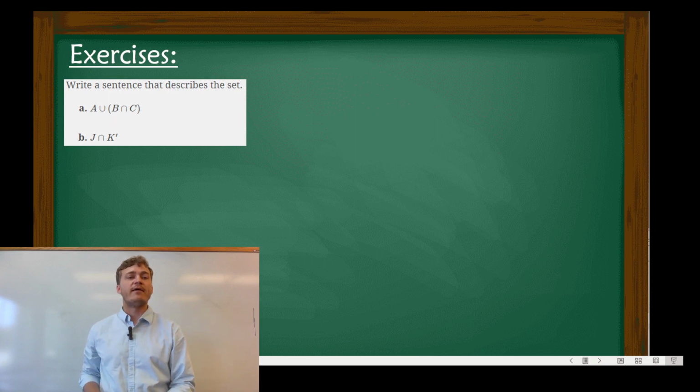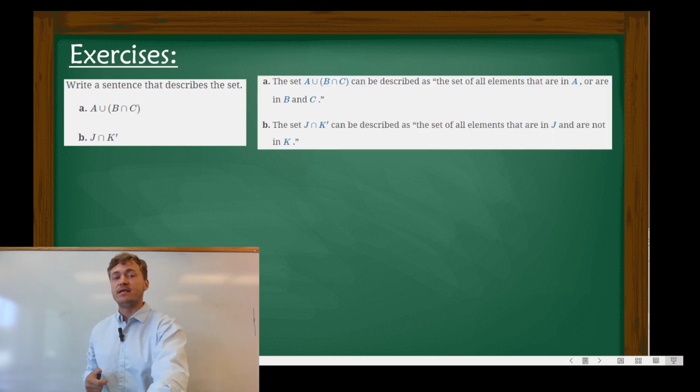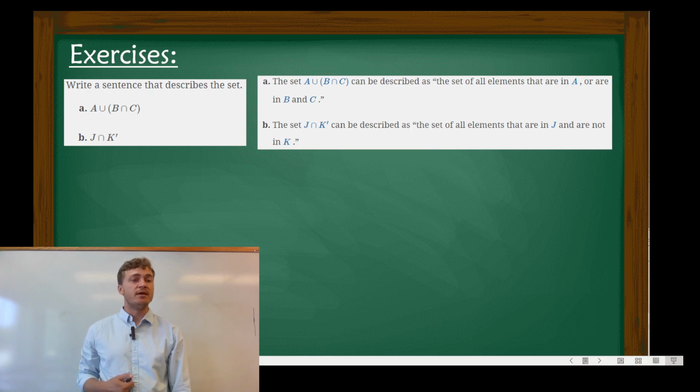For part A here, we have the expression that can be stated as the element is in A or the element is in B and C. Let's see that right now. The set of all elements that are in A or are in B and C. If it's in the intersection of B and C, or if it's in A, we can say the elements that are in A or the intersection of B and C. Part B, we have that the element can be in J and not in K. That is, J intersect K complement. It's in J and it's not in K.